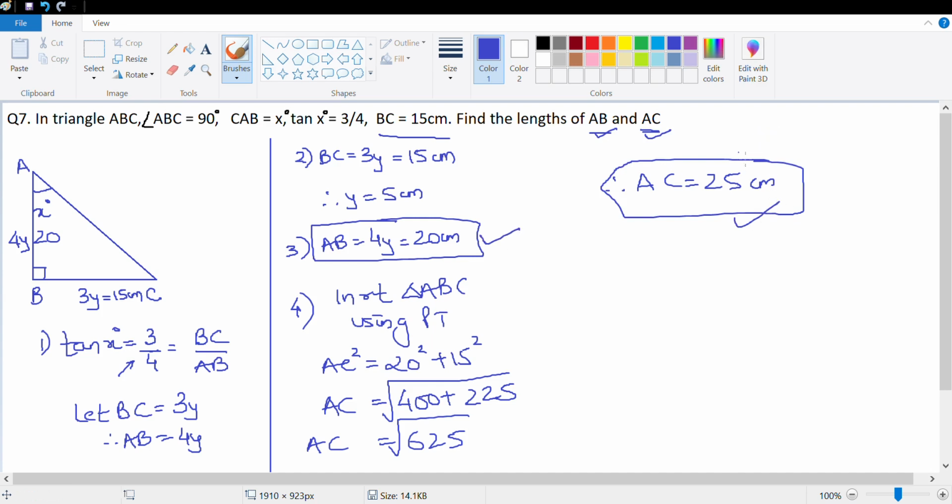Done. Simple question. But what I want you to learn from this is that it's a ratio, which means BC is not 3, BC is 3y. Similarly, AB is 4y. Next question.